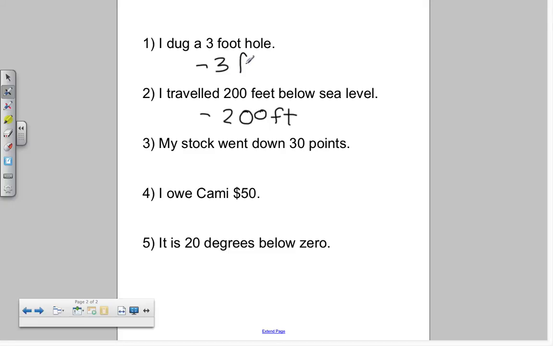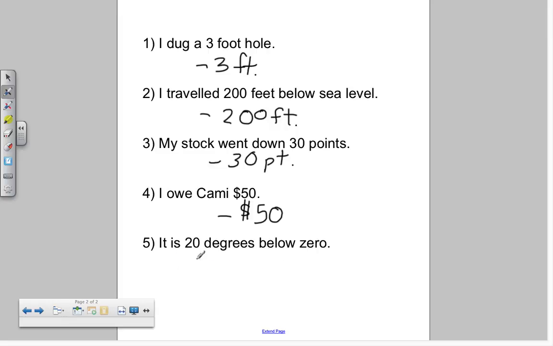Same with this one, feet. My stock went down 30 points. It was up and now it went down. So where am I? I'm at -30 points. Or I might think about where I was before and then subtract 30 points, but again, it's still implying a negative direction. I owe Cammie $50. Can you believe that? I owe her $50. So how much money do I have? -$50 is what's in my wallet because I owe her that $50.